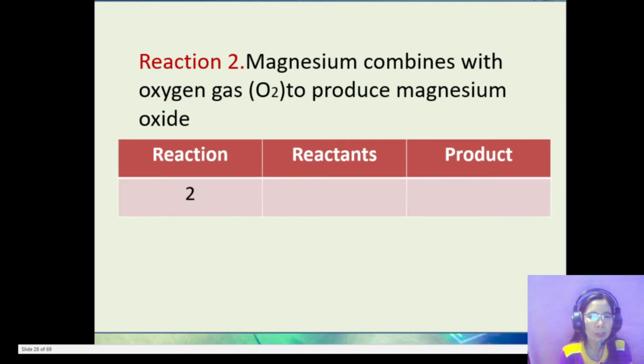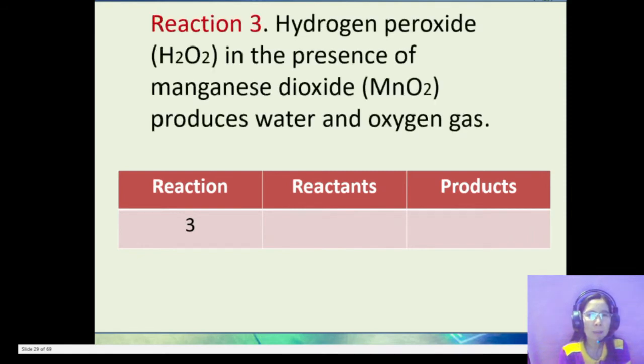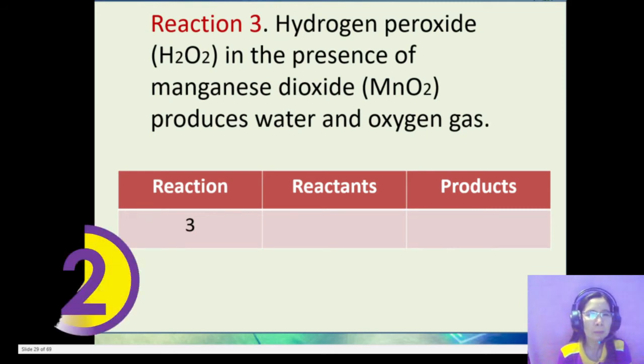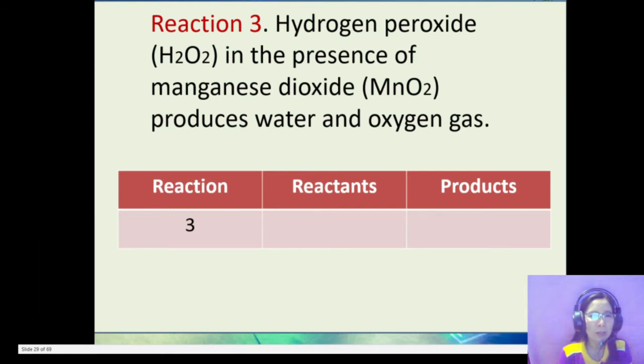Time is up. Let's check your answer. Excellent. We have magnesium and oxygen gas as the reactants, and we have only one product, magnesium oxide or MgO. Next, reaction number 3. Again, we're going to identify the reactants and products in reaction number 3. 2 seconds starts now. Time is up. Let's check your answer.